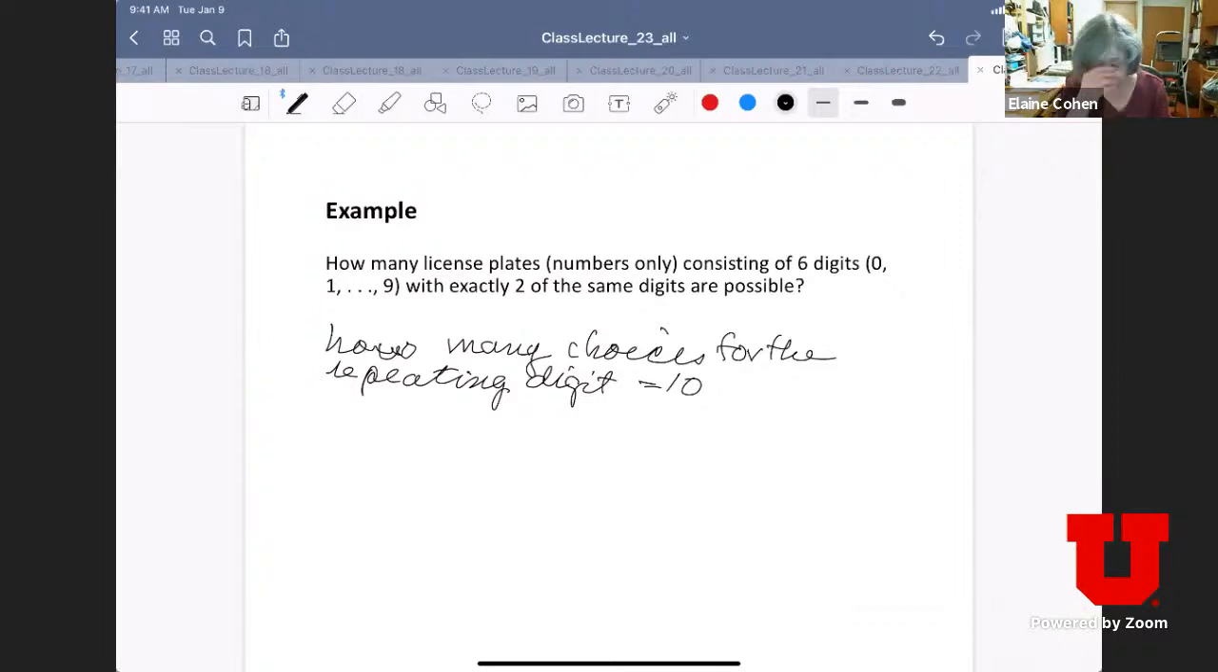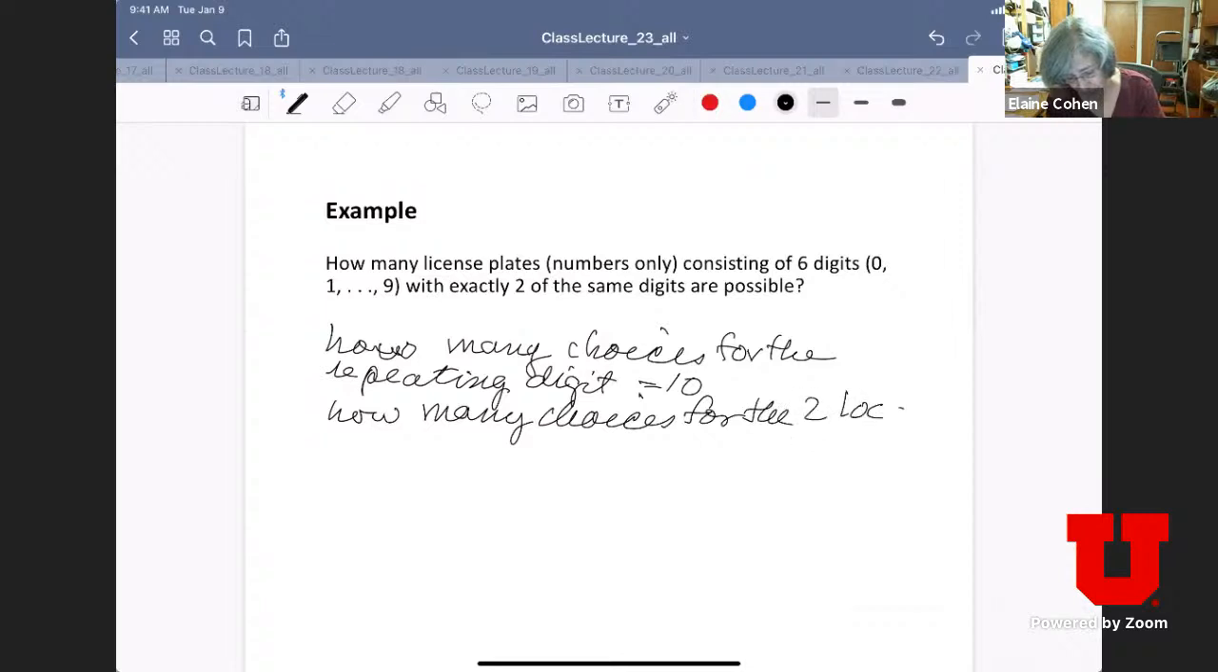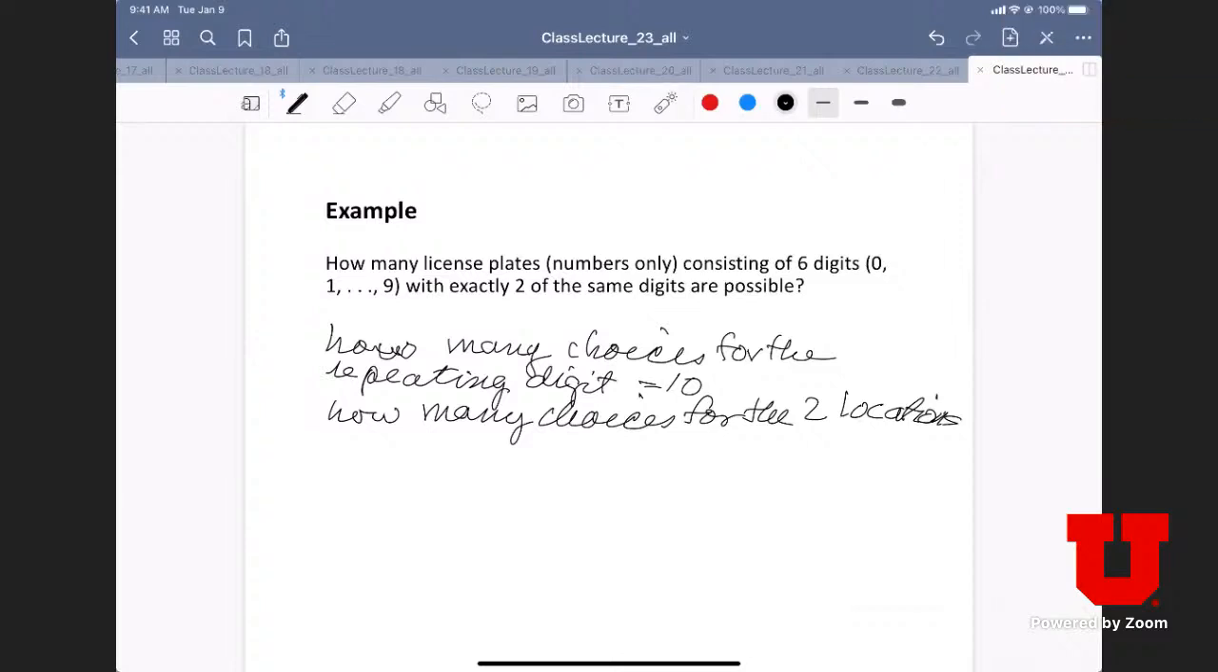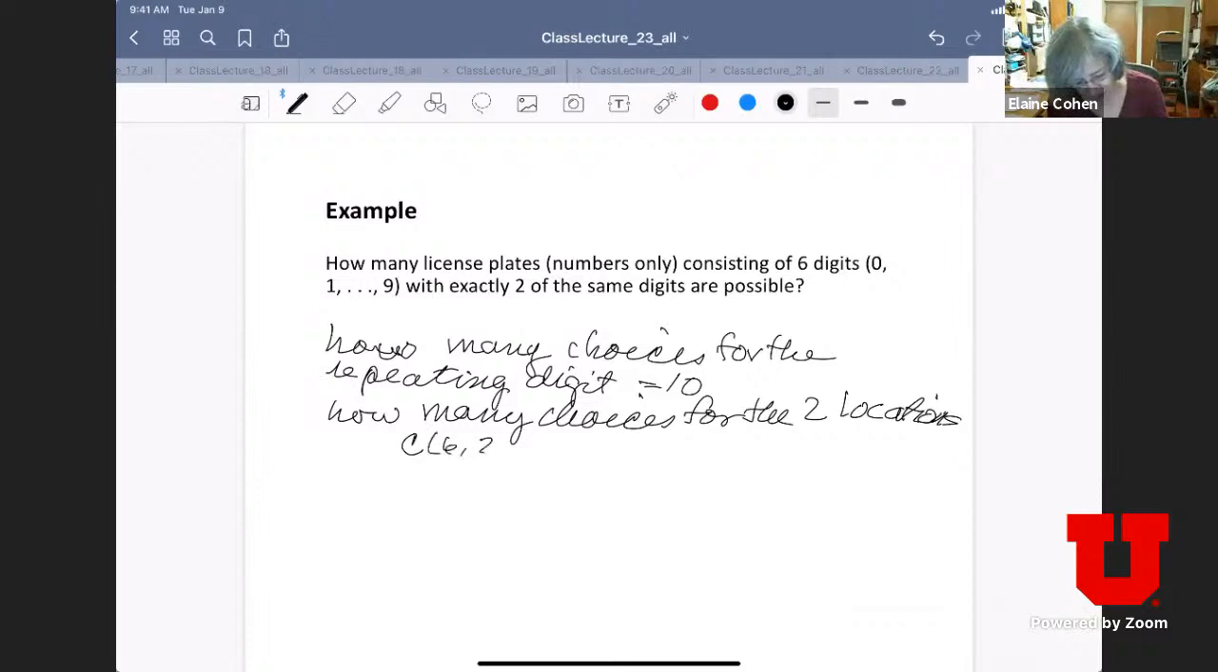Now, how many choices do we have for the 2 locations to put the digits in? Since order doesn't matter once you have 2 of the same digits, then you do 6 choose 2. Good. 6 choose 2. Very good.